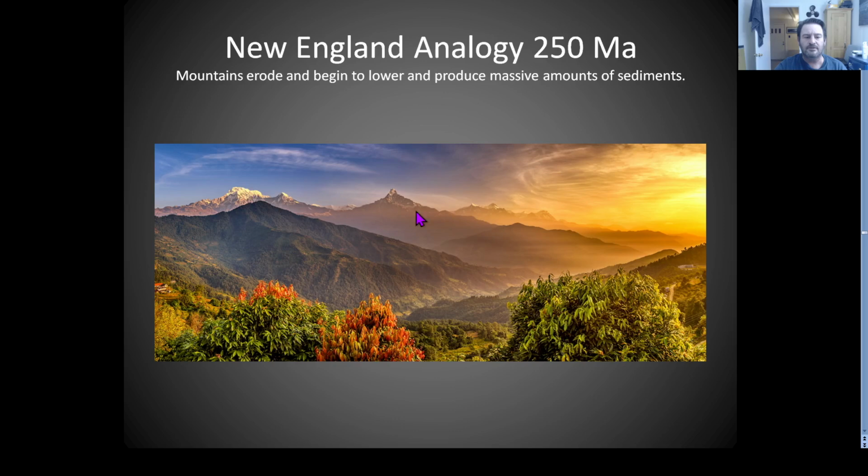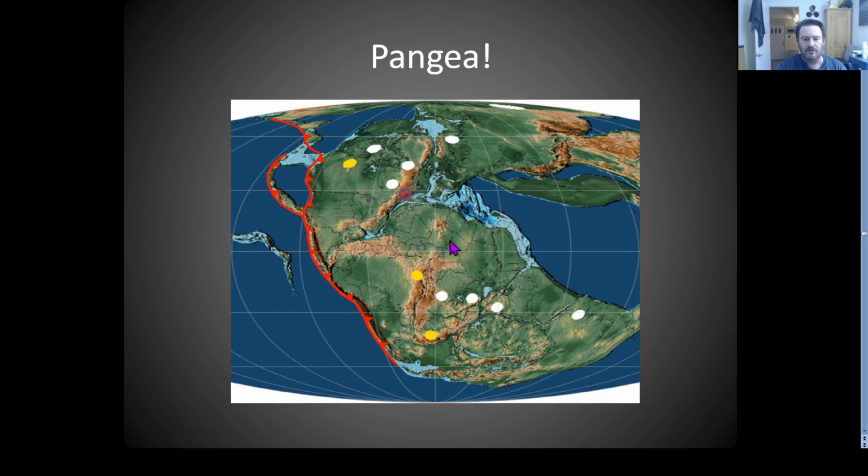Probably a little more rounded than this, but this is the end of a gigantic Himalayan-size orogeny that has survived for close to 150 million years. So it's been there for a long time, and the continents are no longer pushing. The crust is relaxing, erosion is taking away the weight, and the mountains are beginning to show signs of some serious erosion. Pangaea in all her glory.